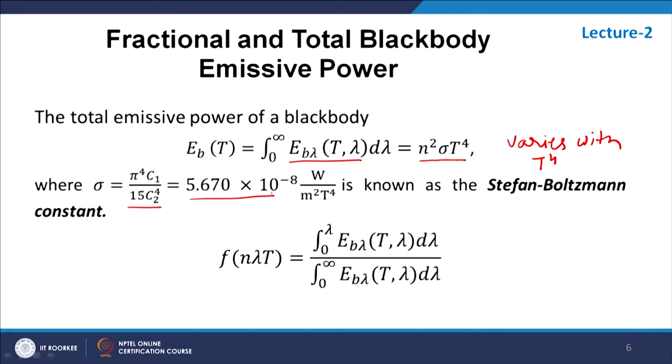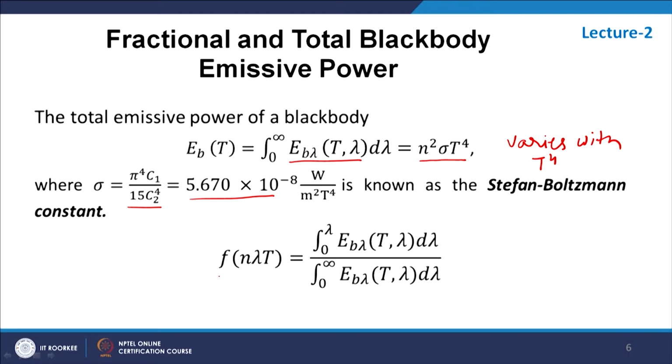Okay. So, this is the total black body emissive power integrated over all the spectrum. Now, as I said, we sometimes need only the energy emitted within a given spectral range, either between 0 to lambda, as I have done in this fractional black body emissive power, or sometimes we may need emissive power in the range lambda 1 to lambda 2.